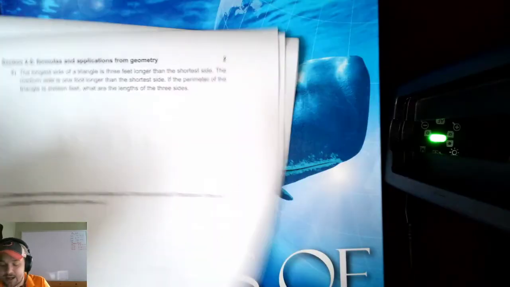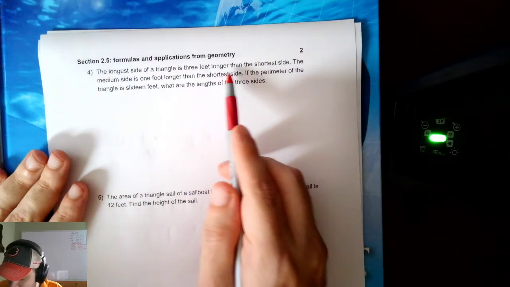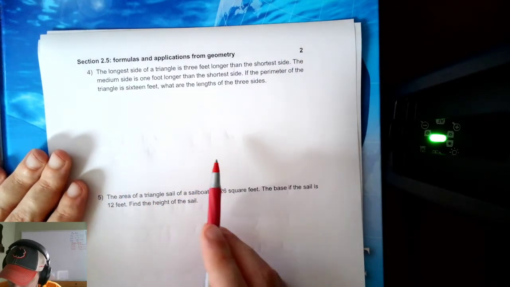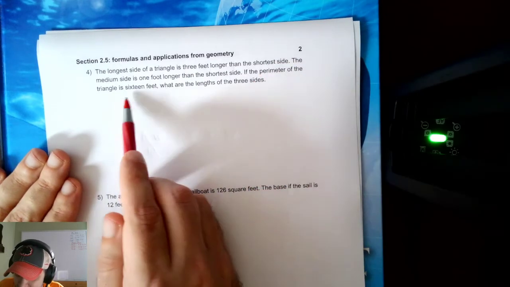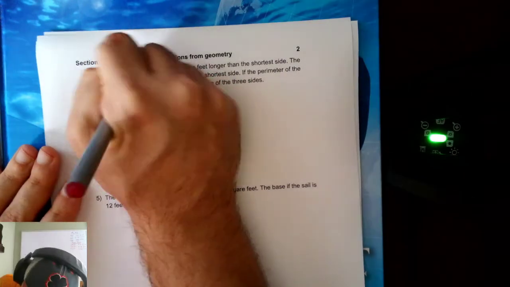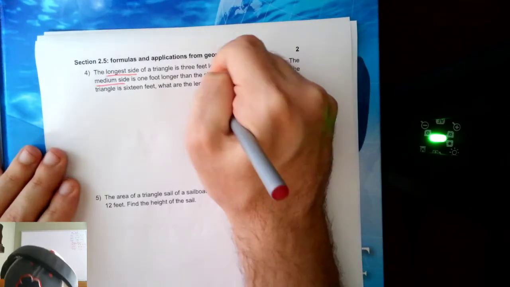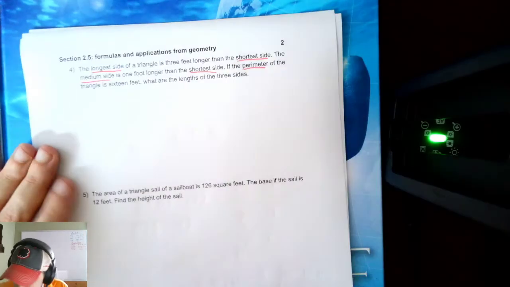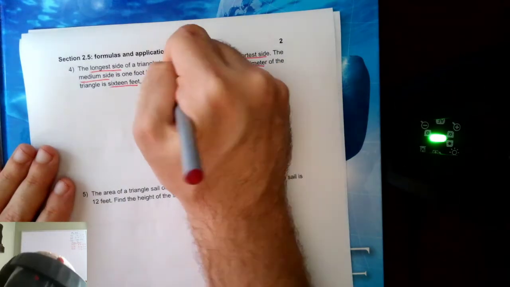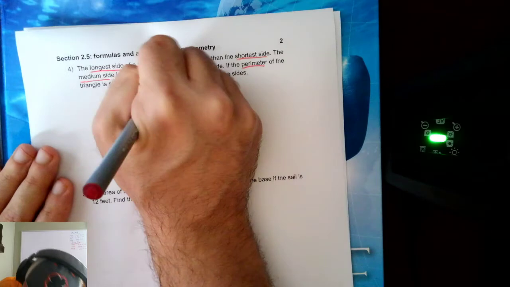Now, let's look at another one. It says, the longest side of a triangle is 3 feet longer than the shortest side. The medium side is 1 foot longer than the shortest side. And then, if the perimeter of the triangle is 16 feet, what are the lengths of the 3 sides? Well, first I notice I've got a longest side, a shortest side, a medium side, and perimeter, right? The perimeter is 16 feet, and for the longest side, we can underline the relationship, 3 feet longer, right? And the medium side is 1 foot longer.